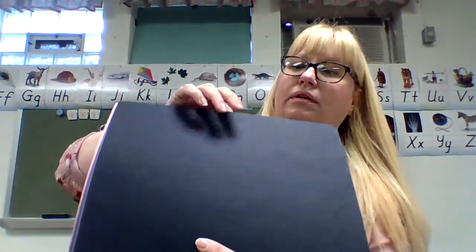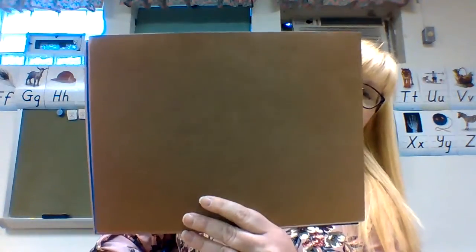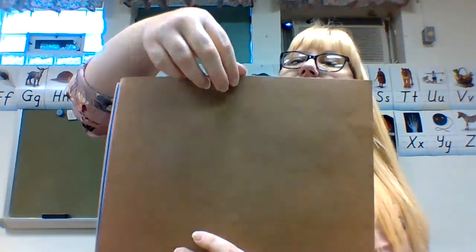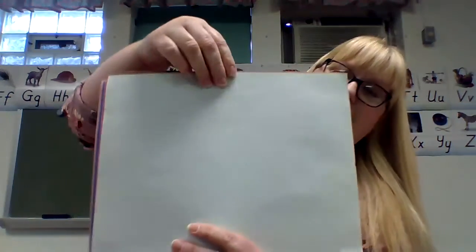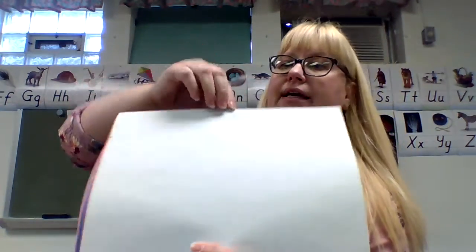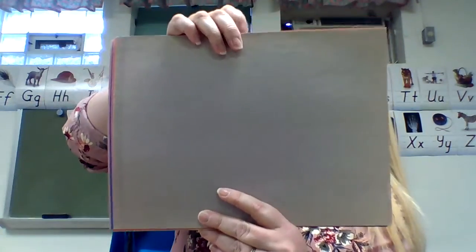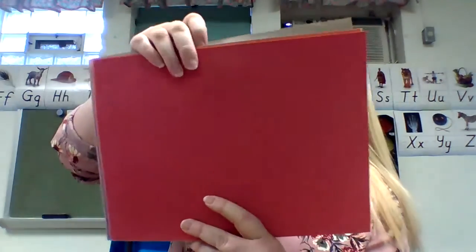Black, negro. Brown also has two names. Marron. On our paper, remember we learned marron, but in our song we learned it as café. White, we have blanco. And then our last one from our song, gray, gris. And we should be back to red. So hopefully you're remembering your Spanish colors.